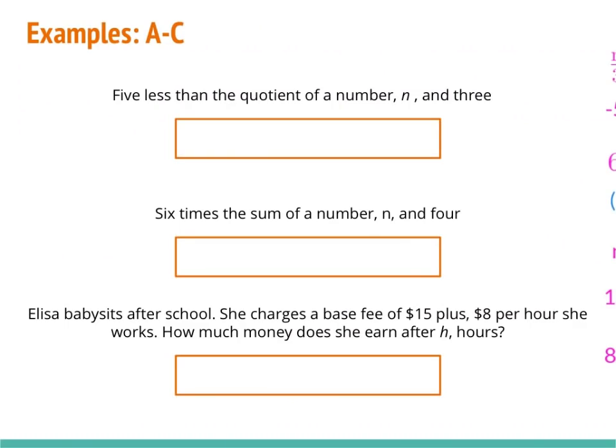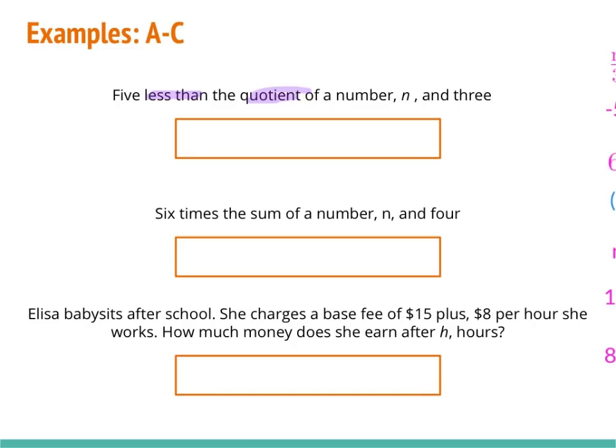So now we have some examples that we have to try A through C. So the first one says 5 less than the quotient of a number n and 3. So now we've got some mixing of different operations that are taking place here. So I see that I've got 5 less than, so I know that's important. I see quotient, that's important then. So I know that I have multiple things happening here.